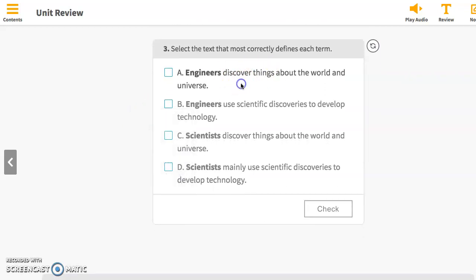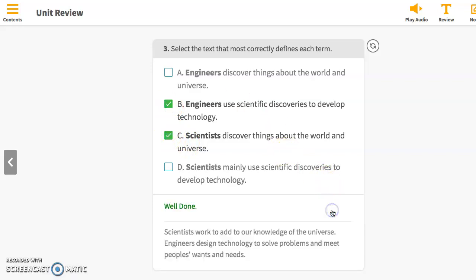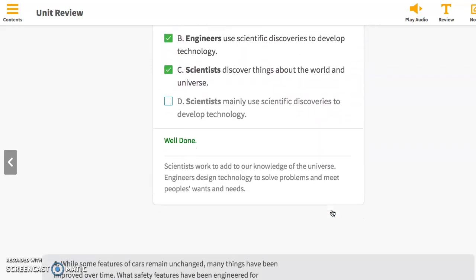Engineers discover things, engineers develop technology, and scientists discover things about the world. Scientists use discoveries to develop technology. Well, the scientists are discovering, and the engineers use that to develop technology. That's how they rely on each other.